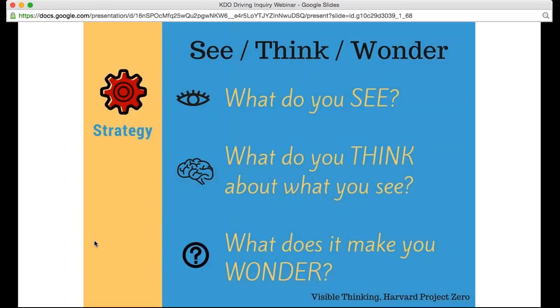And in this case, first we're going to be thinking about what we actually see. And we can use this routine with a photograph, a work of art, some sort of artifact, a primary source, and the students can identify what they are noticing that's visible in the picture or in that visual. Once they've identified what they see, the students would then think about what they see and perhaps why is that included? Why would that be there? And what do I think about it? And starting to make some inferences and use some of those higher level thinking skills.